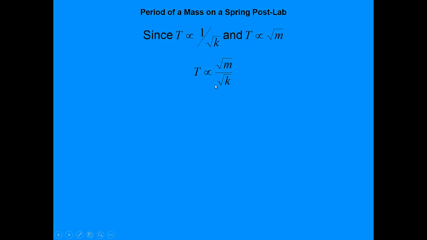The square root of the mass over the square root of the spring constant is the same thing as the square root of the mass over the spring constant. All right, you okay with that little bit of algebra there?